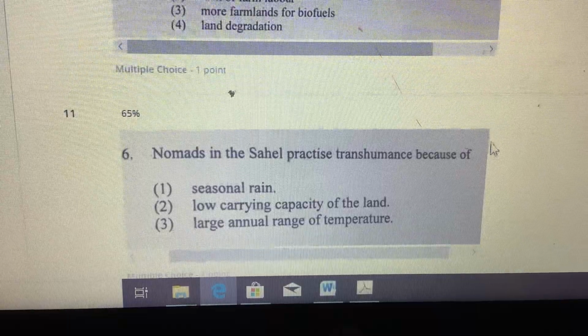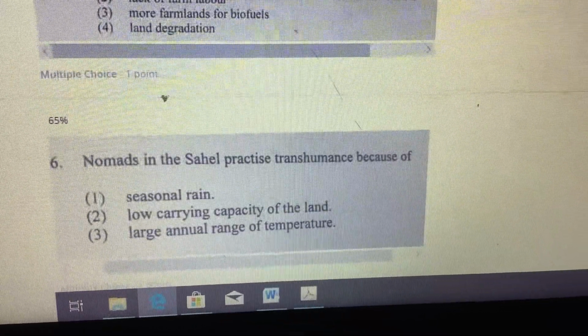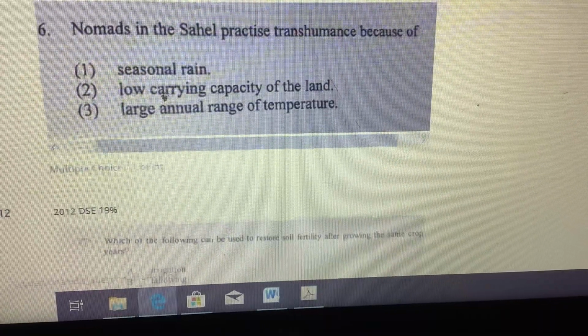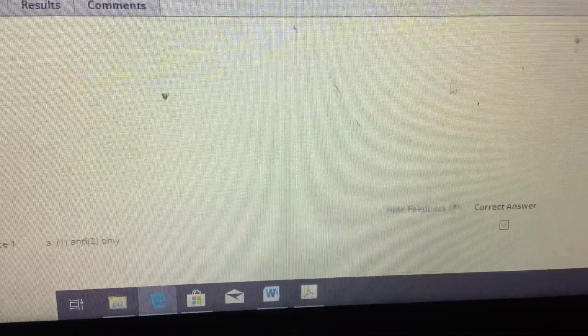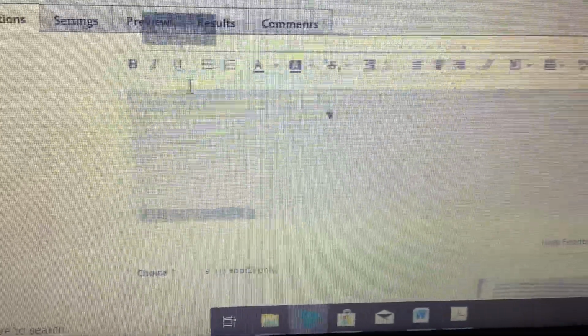In Sahel, you would better say it is a large diurnal temperature, but not for the annual temperature. Sorry about this, I dropped the iPad. Number 1 and 2, this is right. So, seasonal rain, because they have to catch the seasonal rain by transhumance.